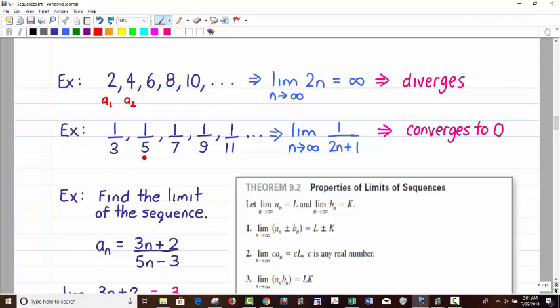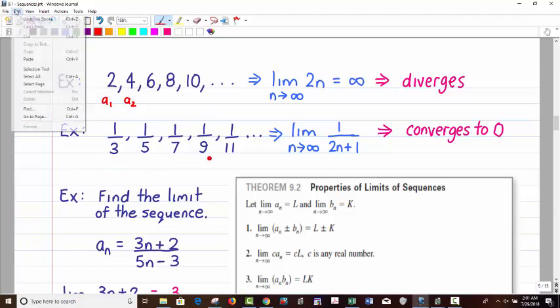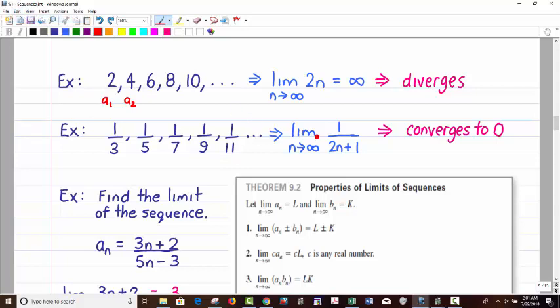Now the next one: 1/3, 1/5, 1/7, 1/9, 1/11. You could probably do this without the formula, but I would give you the formula for this. It's 1 over 2n plus 1. We'll take a look for a little bit at how to figure out these formulas, but I generally don't ask it on an exam.